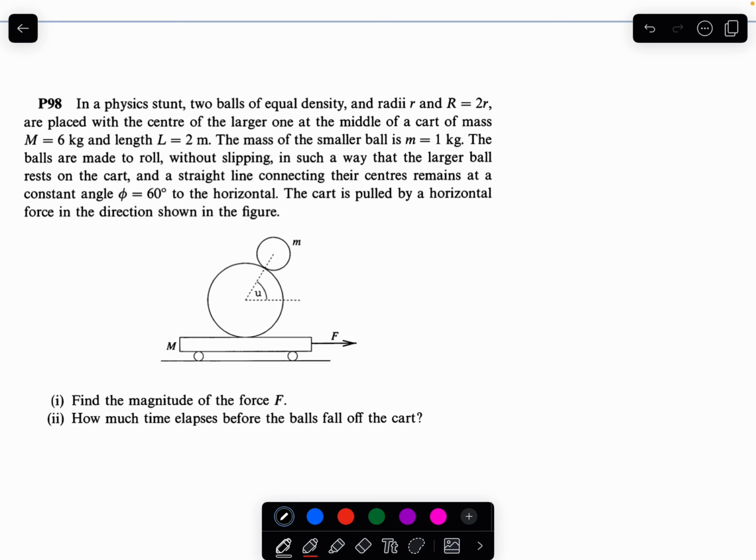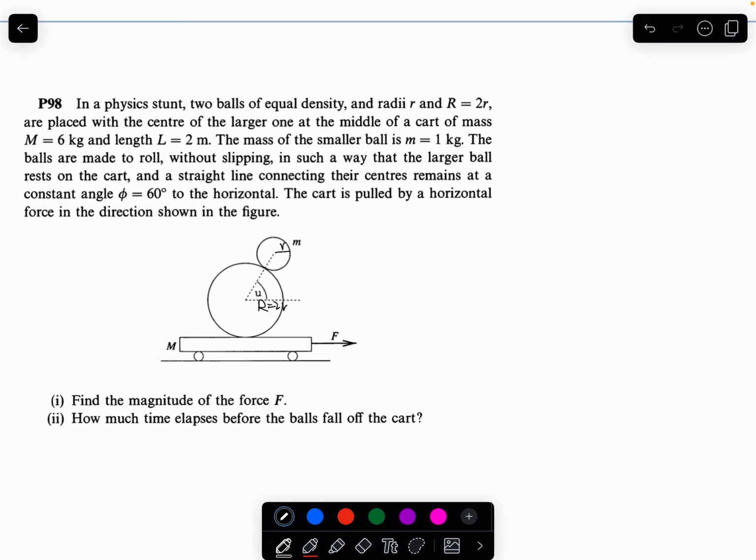And today we are focusing on a completely easy problem, but with some curiosity. Okay, so in a physics stunt, two balls with equal density. We have this is r and this is R.